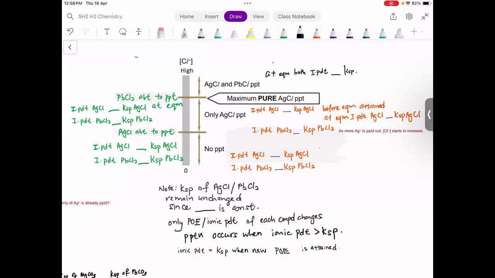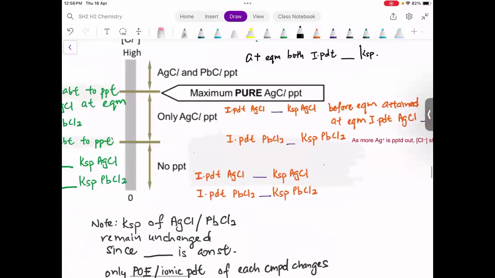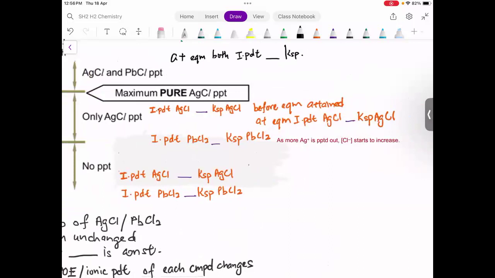Then it will become equal. Before equilibrium is attained, it must exceed in order to precipitate. Then after it precipitates and is comfortable at equilibrium, at the new POE, it will become equal.